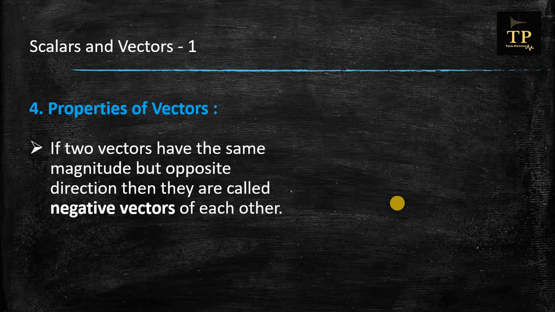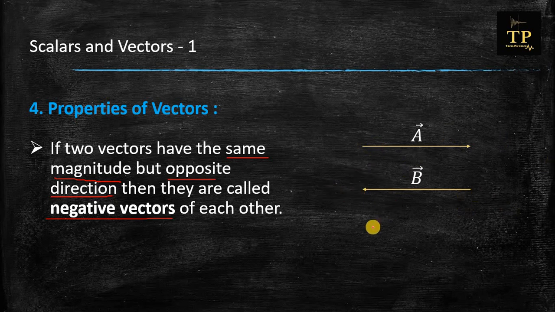If two vectors have the same magnitude but opposite direction, then they are called negative vectors. For example, I have a bar like this and b bar like this. You can see that both have the same magnitude but the directions are opposite. So that's why we'll say here that a bar is equal to minus b bar, or b bar is equal to minus a bar, because they both have opposite direction.